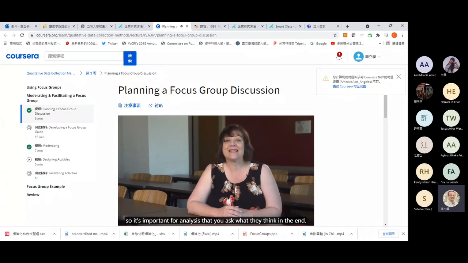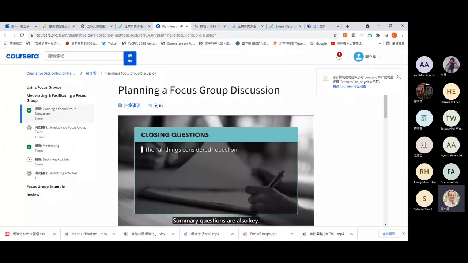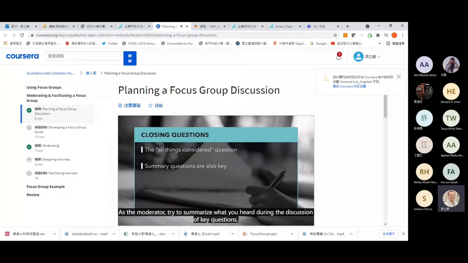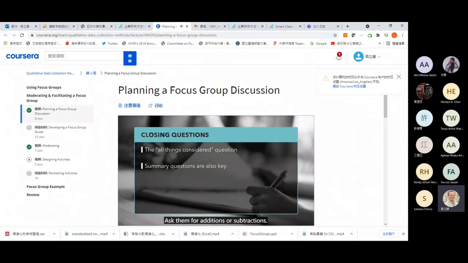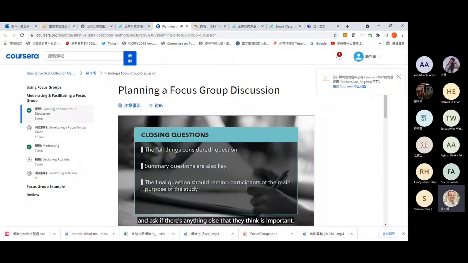Summary questions are also key. As the moderator, try to summarize what you heard during the discussion of key questions and ask participants if you got it right. Ask them for additions or subtractions. The final question should remind participants of the main purpose of the study and ask if there's anything else that they think is important.